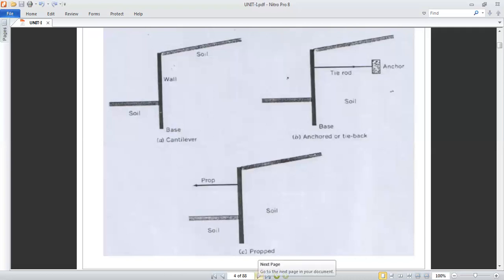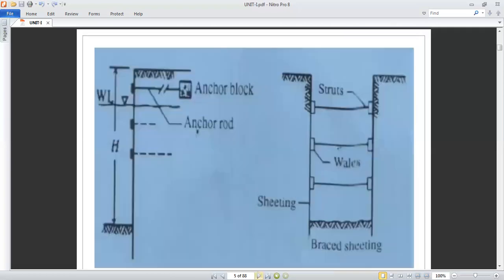Okay. Is that clear? So this first type is your flexible wall. Okay, in flexible wall, we have cantilever, anchored, tied back, or propped. Okay, so this tells you about the anchored rod or anchored block. And the second picture shows you about the strut member.